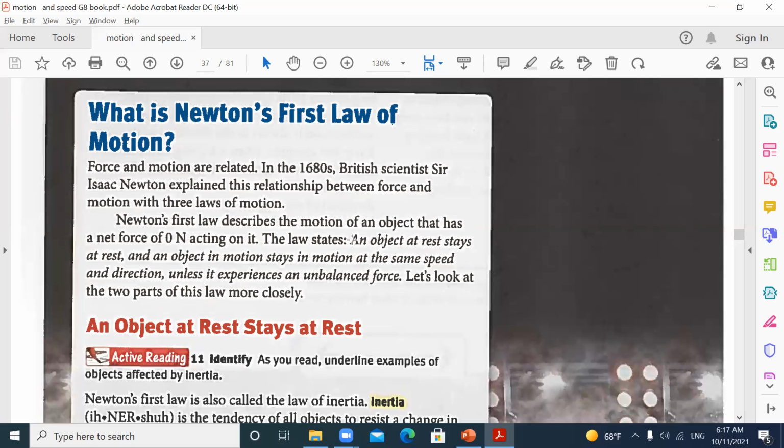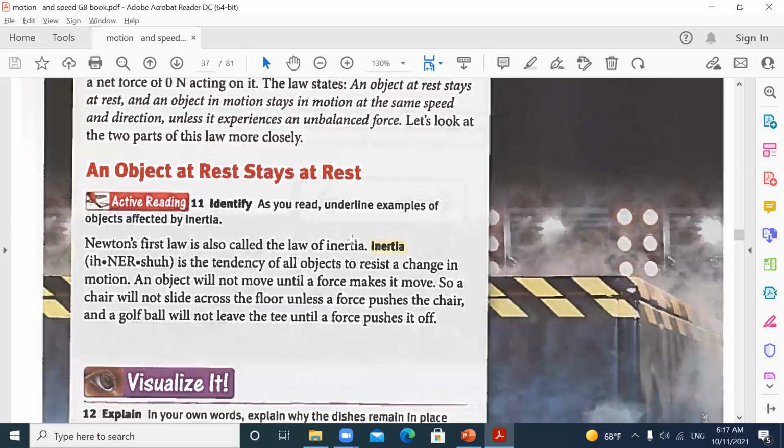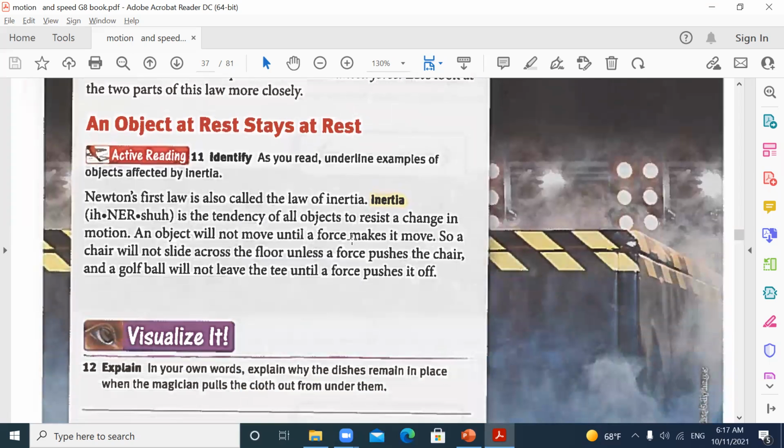The first part is that an object at rest stays at rest, which is called the law of inertia. Inertia means the tendency of all objects to be at rest, the tendency of all objects to resist a change in motion. So it will stay at rest. An object will not move until a force makes it move.